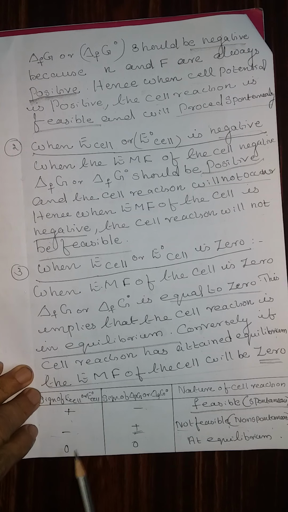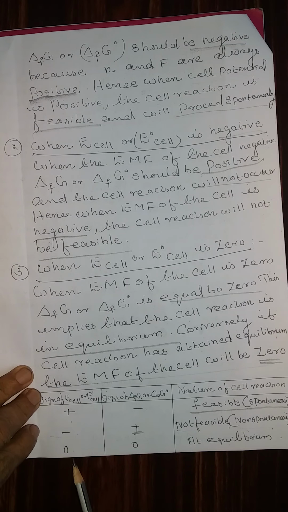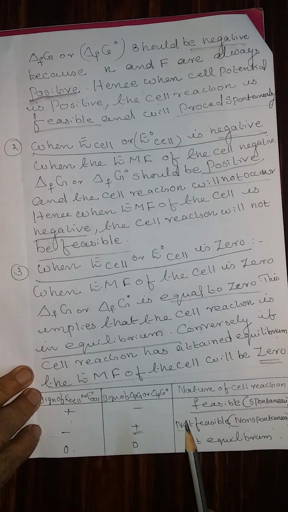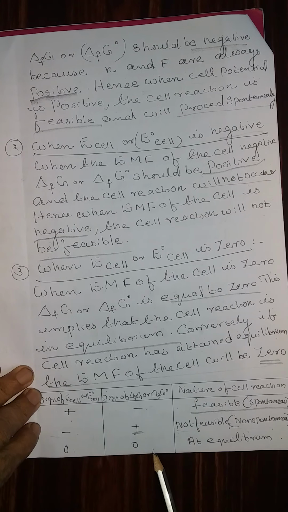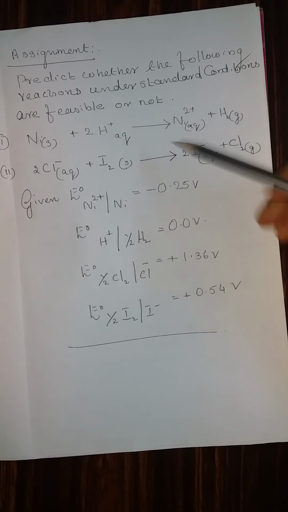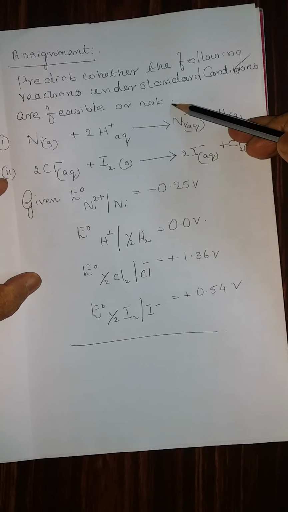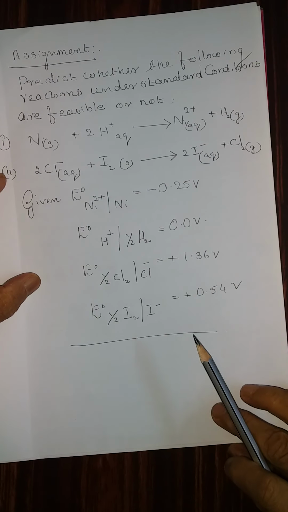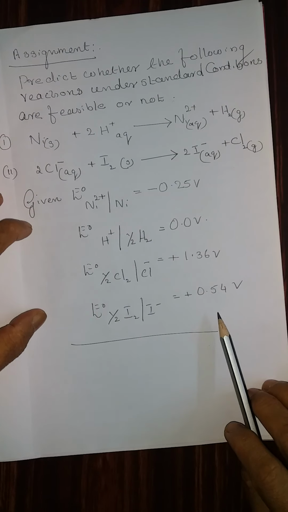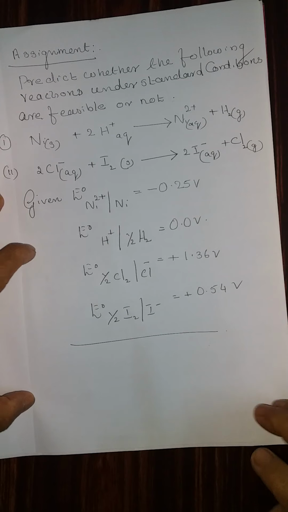Last case, when the EMF of the cell is 0, then delta G0 or delta G will be equal to 0. That means the cell is at equilibrium. Based on all these points, an assignment is given here. Please try to do the assignment. The answers are given in the textbook. After doing the assignment, please refer to the answers.